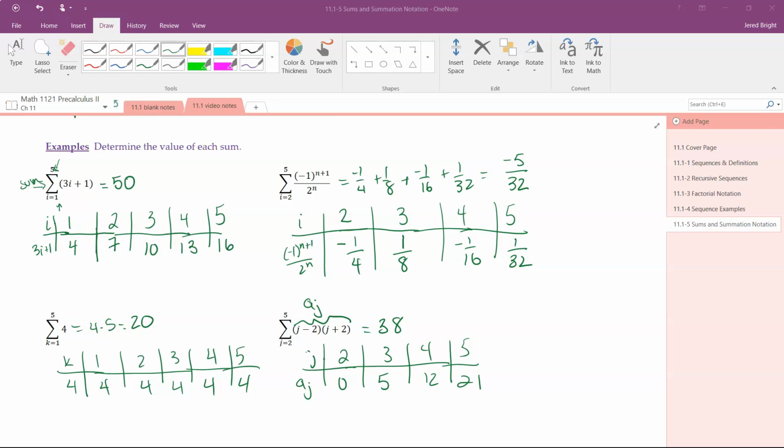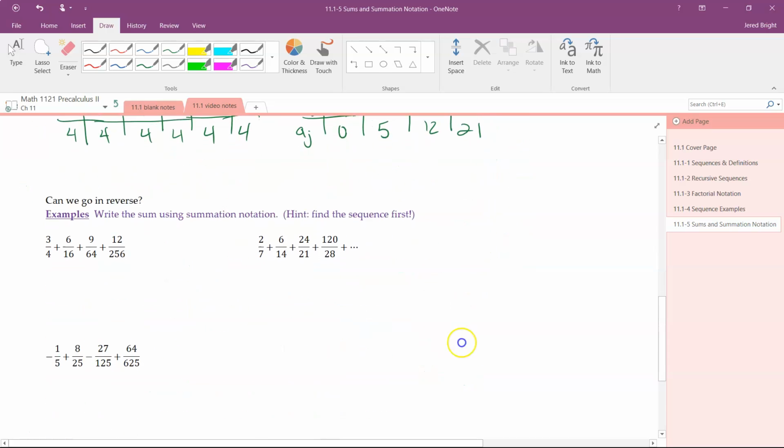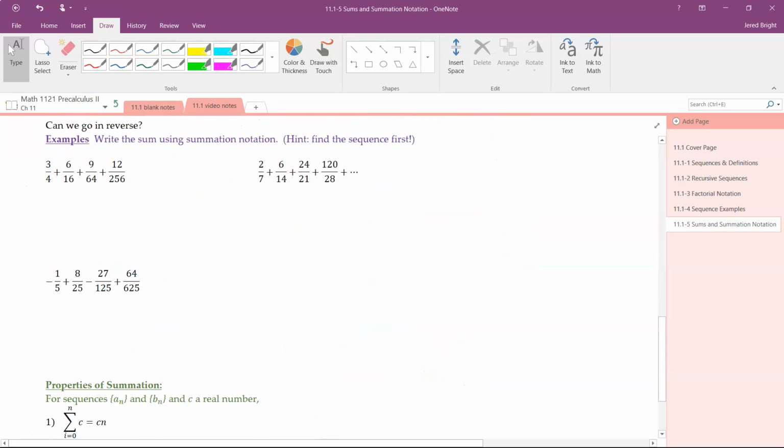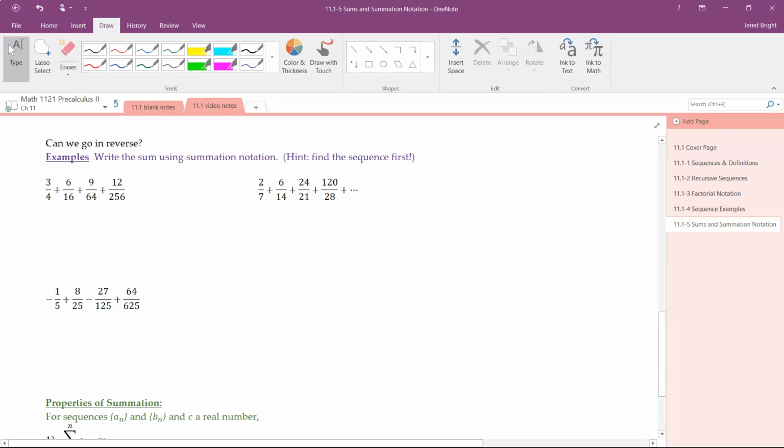We want to be able to not only determine the value by looking at the members of the series, but also go in reverse. Can we represent these using summation notation? Okay, well, so for each of these, I know that there's going to be a sum. And then you get to write this fancy symbol. That's really why we're doing this, is we really want to write this fancy symbol. And there's going to be an index.